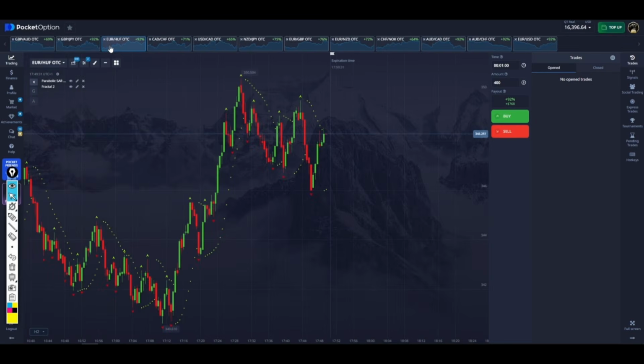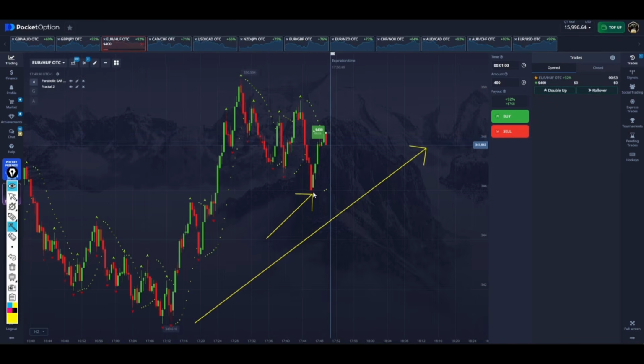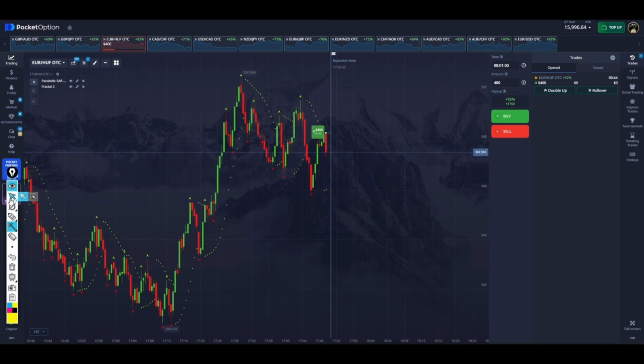Here's an interesting setup. I'm entering a buy trade. The trend is clearly going up. We've got a fractal and 2 parabolic SAR dots. That's more than enough for an entry. But now I'm seeing this weird impulse.